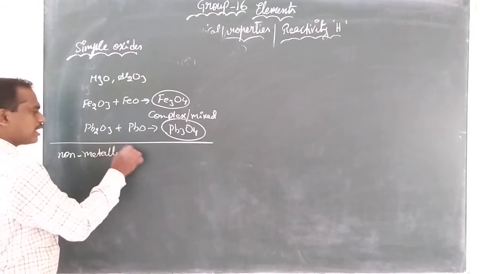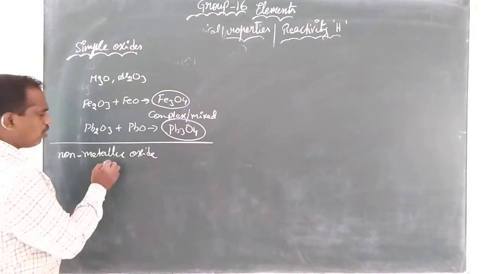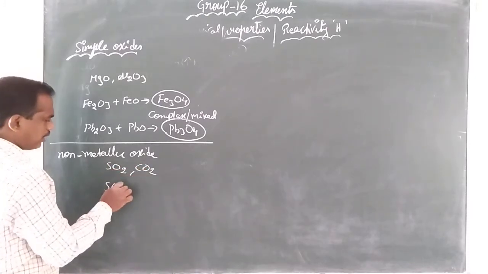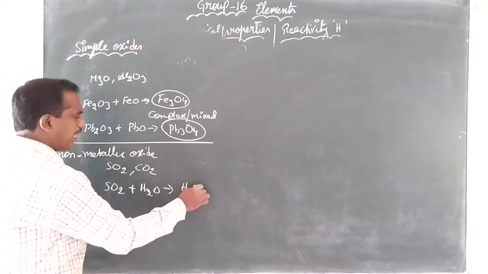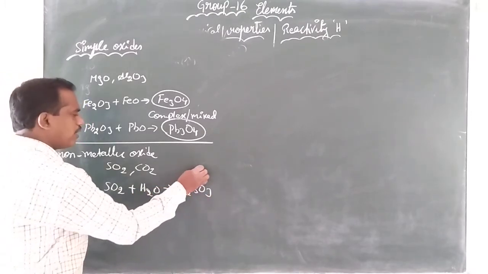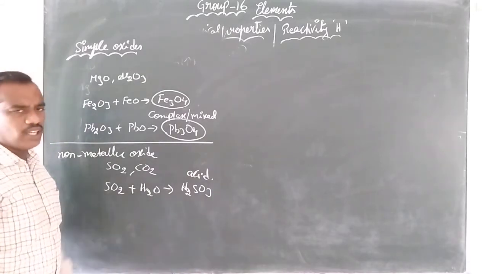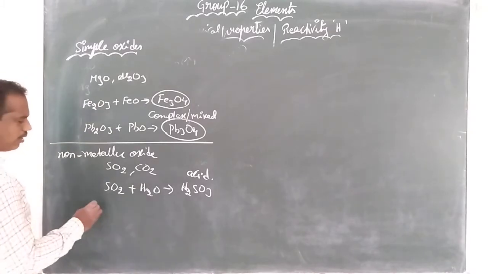Non-metallic oxide nature. Once you see any of the non-metallic oxides like sulfur dioxide or carbon dioxide, sulfur dioxide when combined with water forms H2SO3. This means non-metallic oxides react with water to form their corresponding acid.